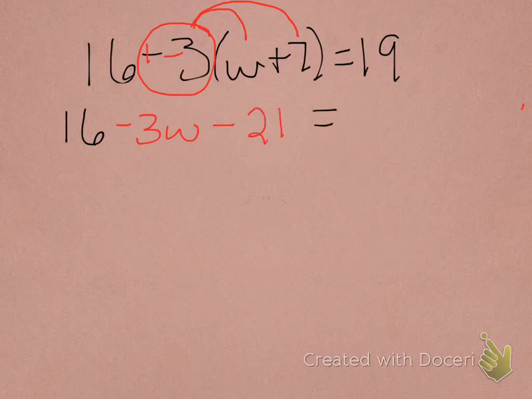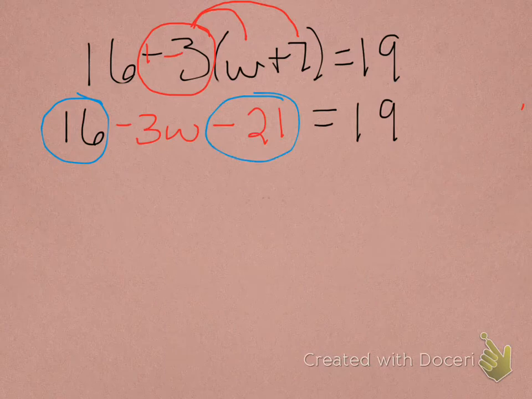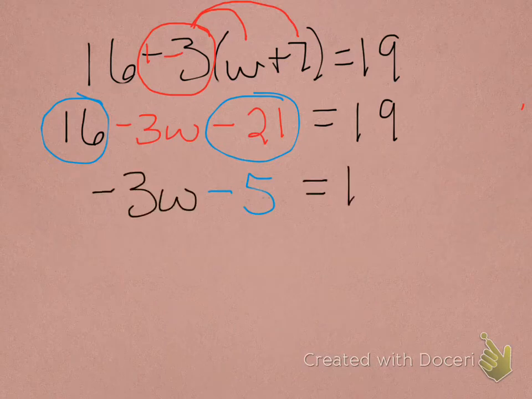is now equal to the original 19. And then simplifying that, now that I have done the distributive property, I now have like terms. So if I have 16 and I take away 21, that is going to leave me with now a negative 5. So now I have negative 3w minus 5 equals 19. And just continue simplifying, add 5 on both sides.